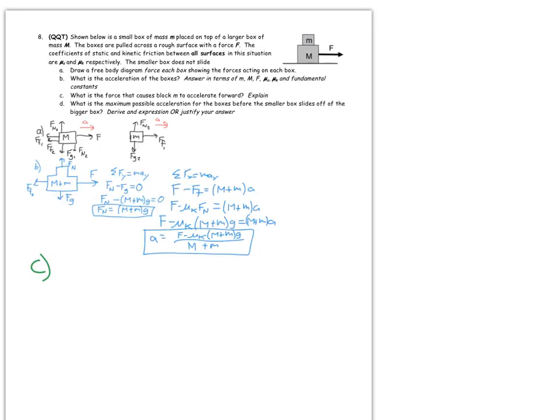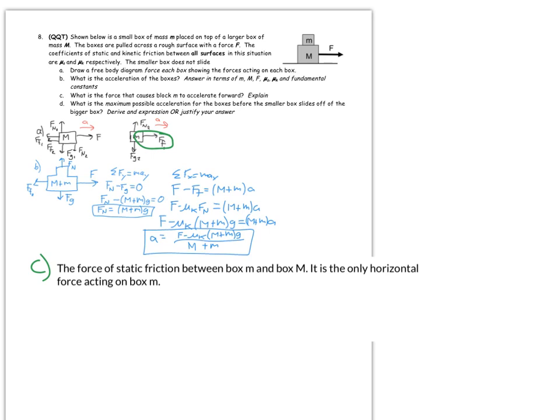For this third question here, it asks, what is the force that ultimately makes the box with a mass of little m accelerate? And I look back to my free body diagram, and I see that it's this force of friction here. Okay, that force of static friction that acts between the box with a mass of big M and the box with a mass of little m. And the reason for that is two things. Number one, it's the only horizontal force, but more importantly, that box with a mass of little m wants to stay still when the box with a mass of big M is accelerated.